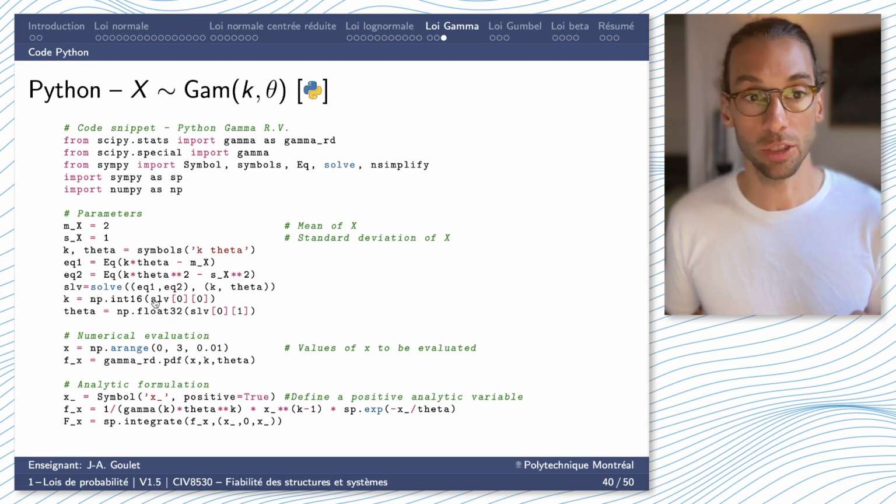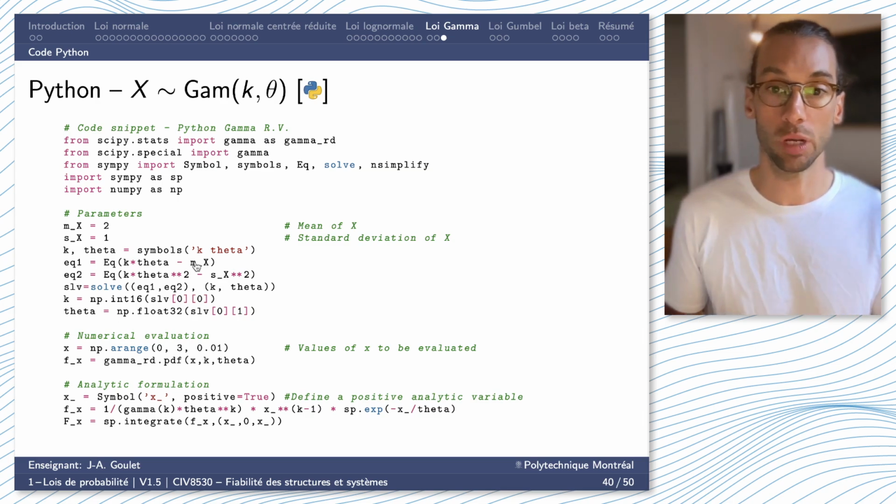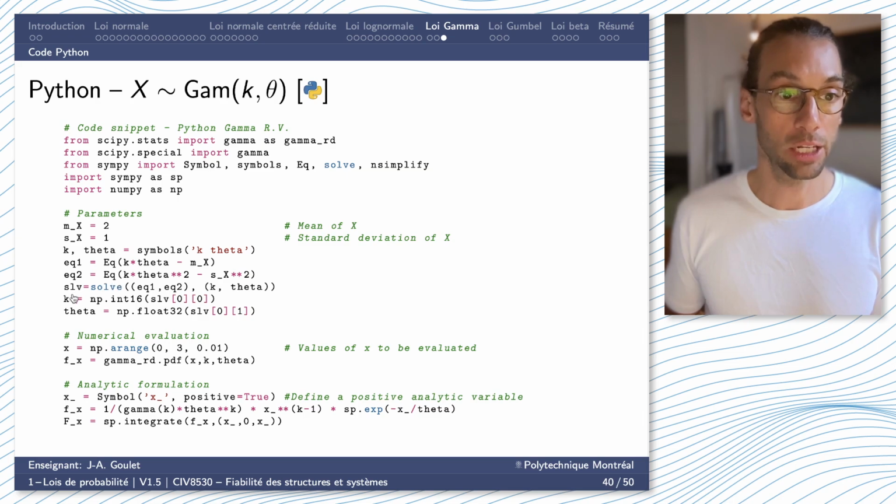Here, be careful, you need to convert these symbolic expressions into a float number. So you need either a standard float32 or a lower precision float16, for k and theta. Okay, so this is how you would solve that system of two equations, two unknowns, to get your k and theta from your mean and standard deviation.